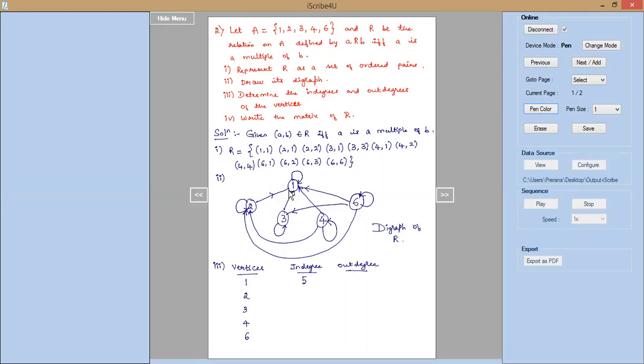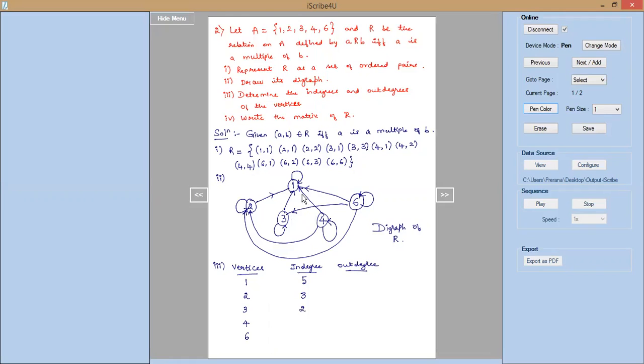Similarly, the in degree of the vertex 2. The loop gives us one count, then 4 to 2, and 6 to 2. So there are 3 edges coming to the vertex 2. So in degree of 2 is 3. Then the in degree of the vertex 3: the loop is counted, then 6 to 3 there is an edge. So only 2 edges are coming to the vertex 3. So in degree of 3 is 2.